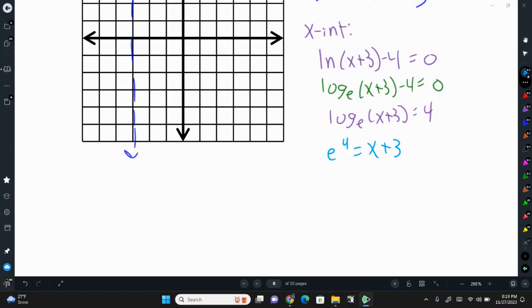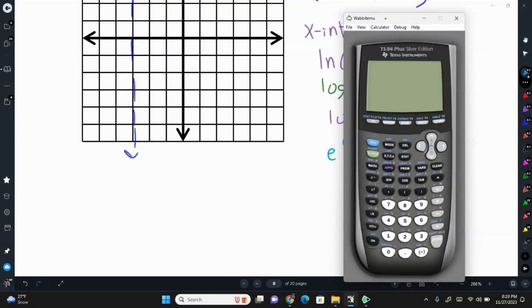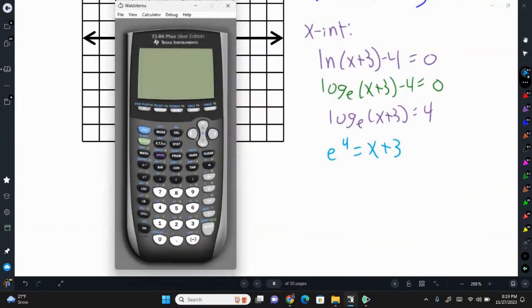Well, e to the fourth in our calculators, second ln gives you e to some exponent. So e to the fourth is equal to 54.59. So we're going to round that to 0.6.